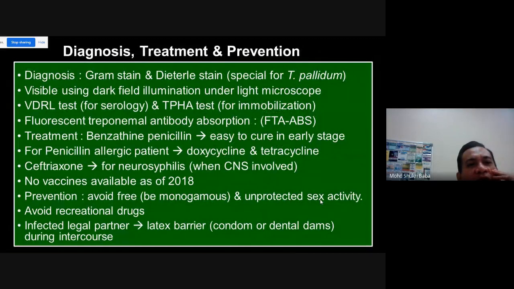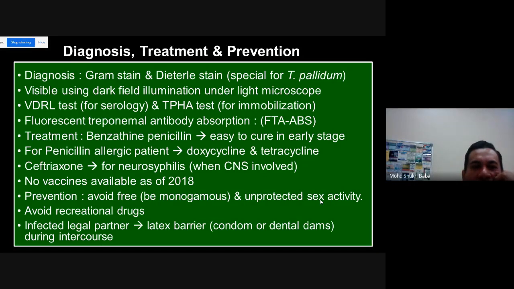Okay, basically for a diagnosis, you have to do gram staining and dactylate stain, which is special for Treponema pallidum. You use visible using dark illumination under light microscope. Okay, you're gonna use a light microscope, but you have to modify the microscope using dark field illumination. Alright, which is the hasilnya nanti you akan dapati the background is gelap aja. Tiba-tiba nampak tali telefon bergerak dalam medan yang gelap tu. That is Treponema pallidum. Alright, so that is on how you can visible using dark field illumination microscope.